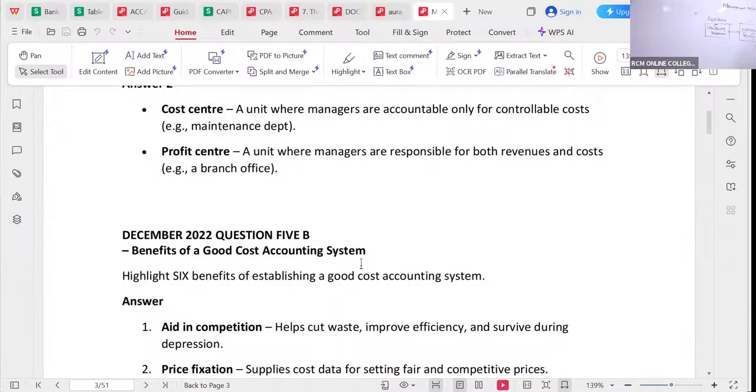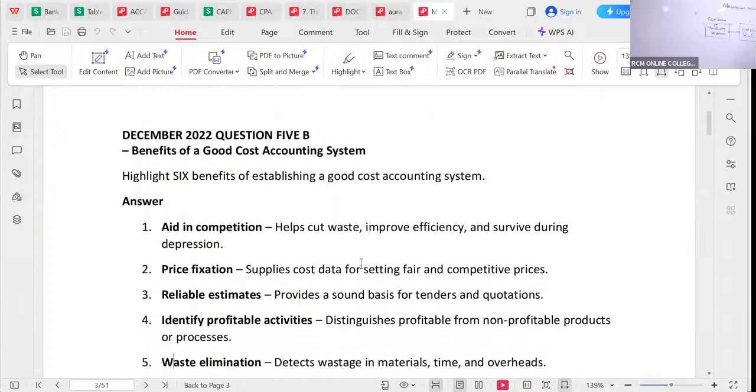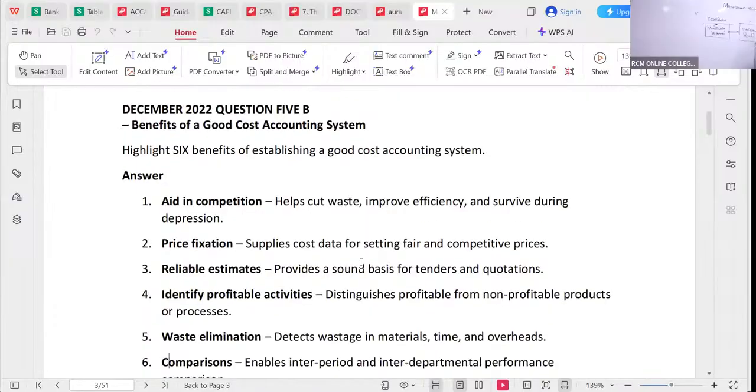Benefits of a good cost accounting system. That is December 2022, question number 5. Benefits of a good cost accounting system. Don't even look at it from a cost accounting system.